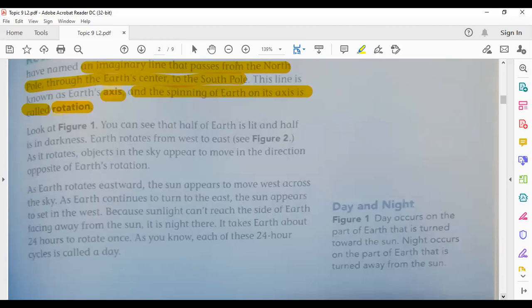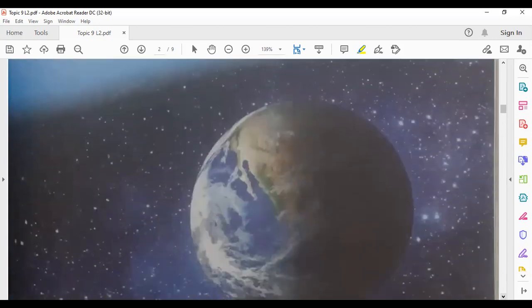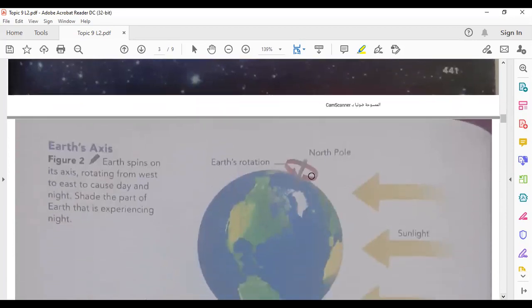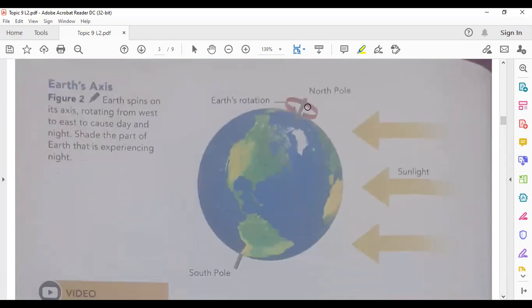The spinning of Earth on its axis takes 24 hours, which we call a day. And the revolution of Earth, or the orbit of Earth around the sun, takes 365 days, which we call a year. Right. This is the Earth axis. As you see, it goes from the North Pole through the center to the South Pole. Okay, and Earth rotates on the axis from west to east.